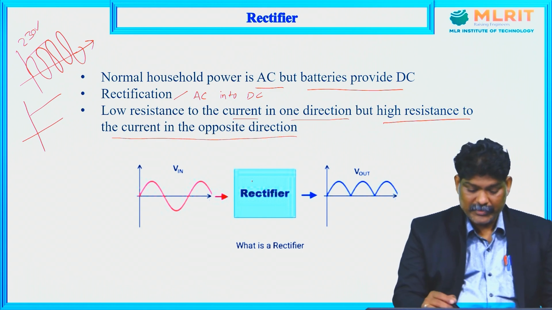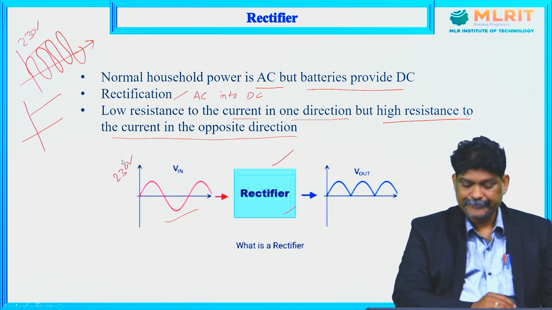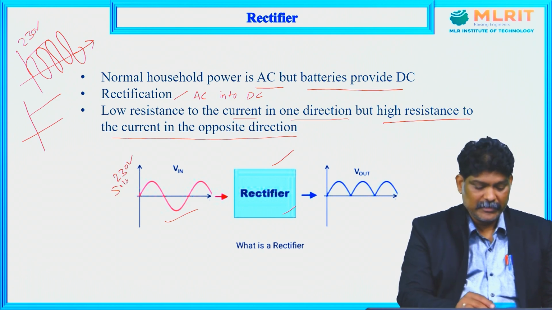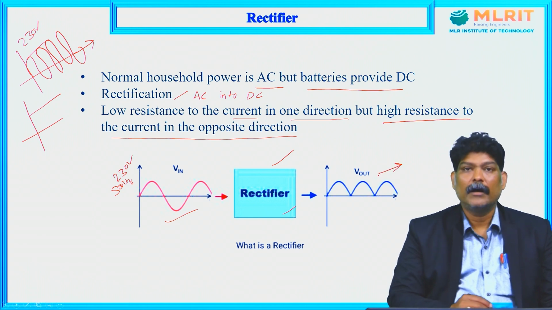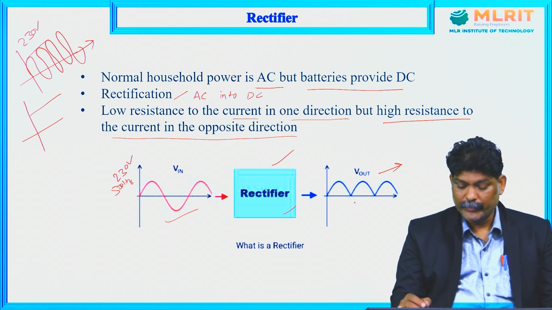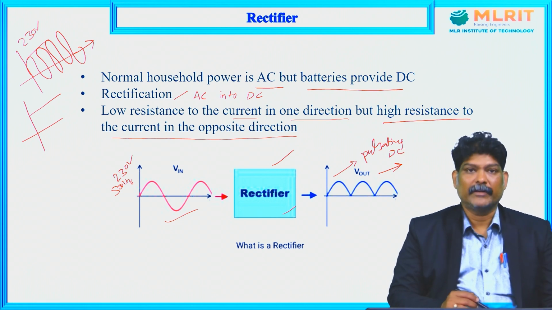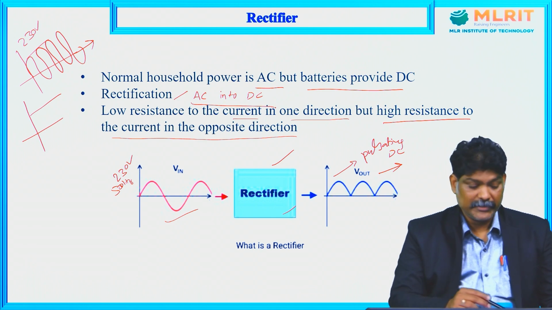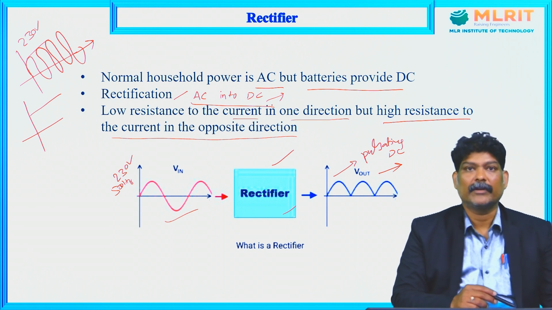So this is the block diagram of a rectifier. For this rectifier circuit, we are giving a 230 volts AC input at 50 hertz, and then this is your rectified output. This rectified output is showing pulsating DC. So that is the overview of the rectifier. A rectifier converts AC to DC, which is required for supplying electronic gadgets.